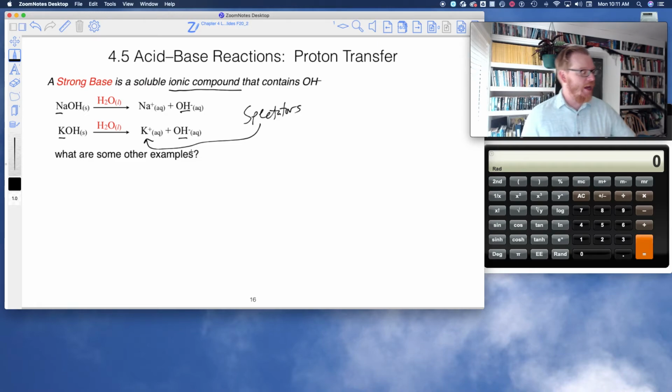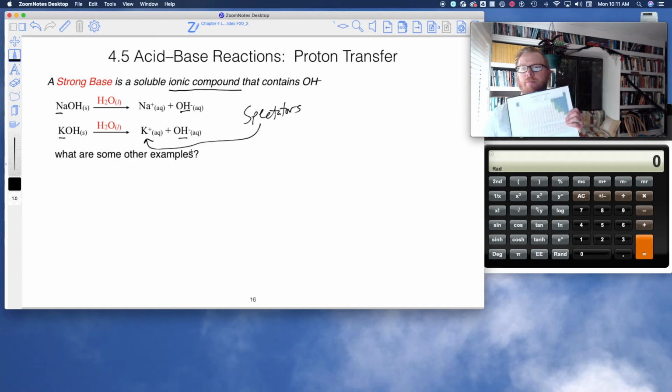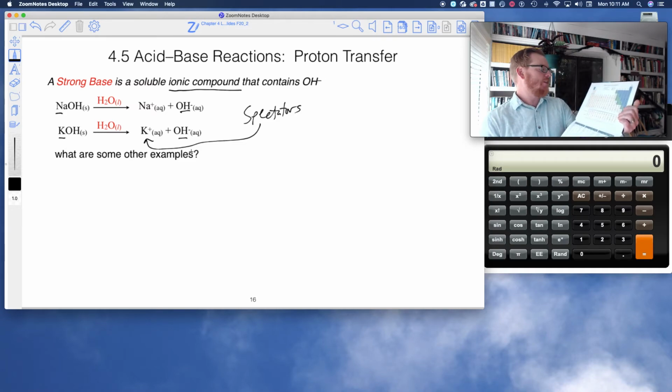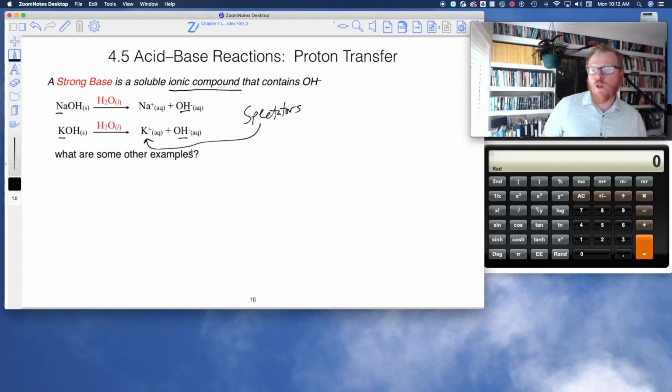So what are some other examples? Well, I'm going to pick up my book here. I should have had a table right in front of me. But look, I'm going to highlight this very first row: lithium, sodium, potassium, rubidium, cesium, francium, magnesium, calcium, strontium, barium. All of those are good spectator ions to make a strong base with.